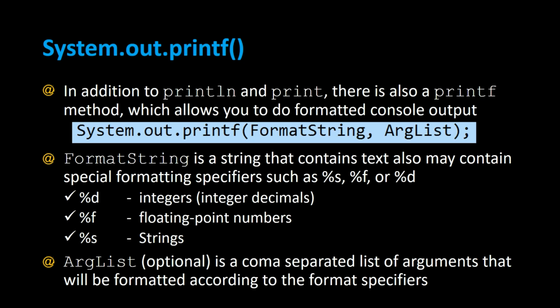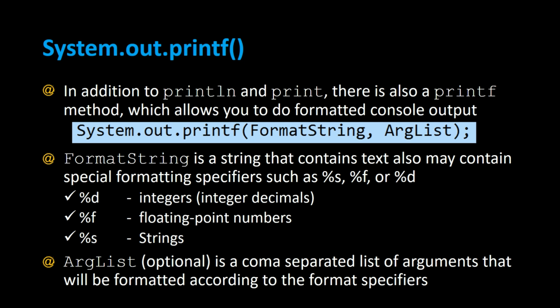In addition to the println and print methods, there's also a printf method, which allows you to do formatted console output. For example, System.out.printf, you pass in a formatted string and a comma-separated list of arguments. The formatted string is a string that contains text and may also contain special formatting specifiers, such as %s for strings, %f for floating point numbers, and %d for integers, and the d stands for integer decimal.